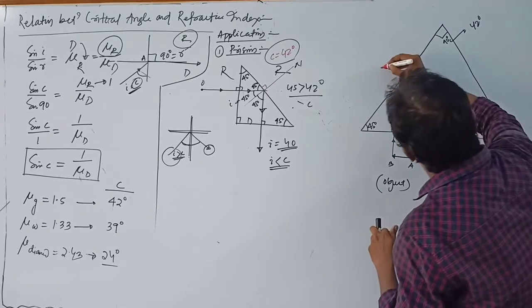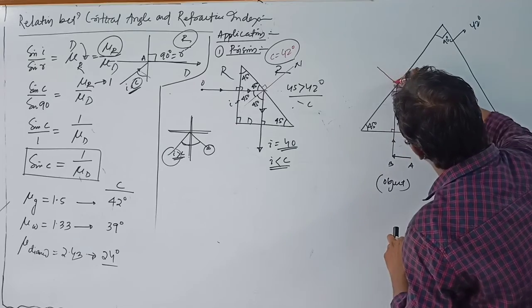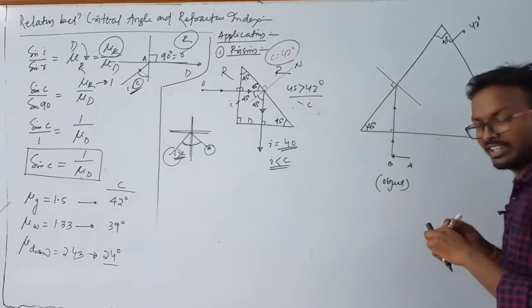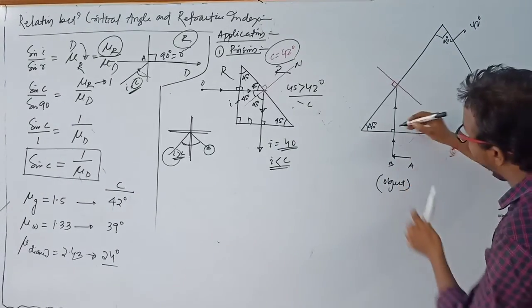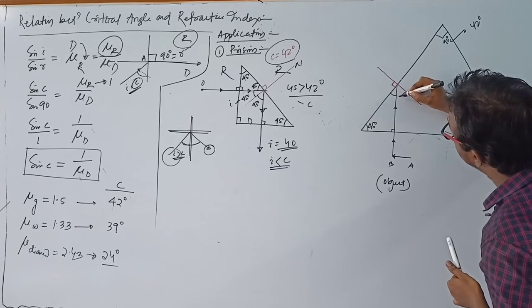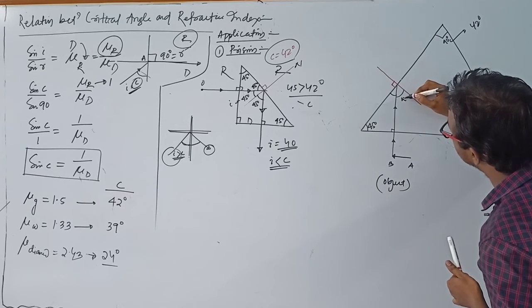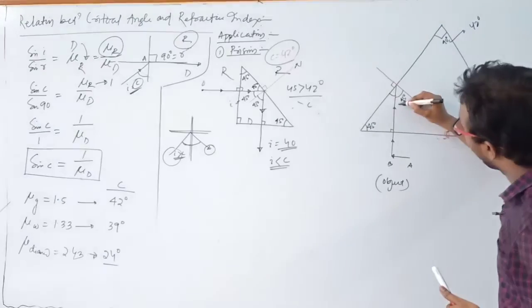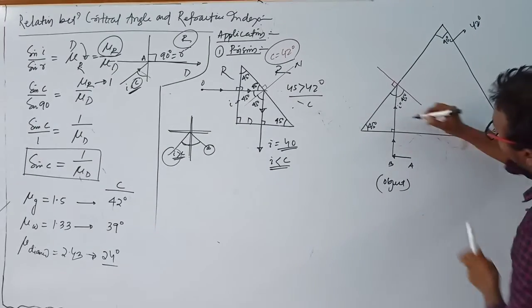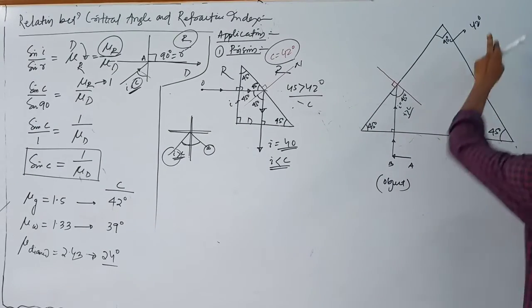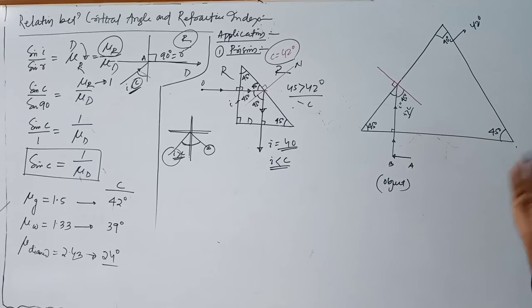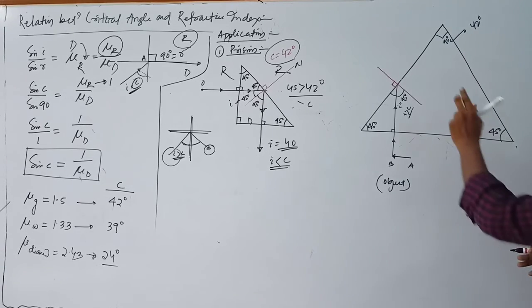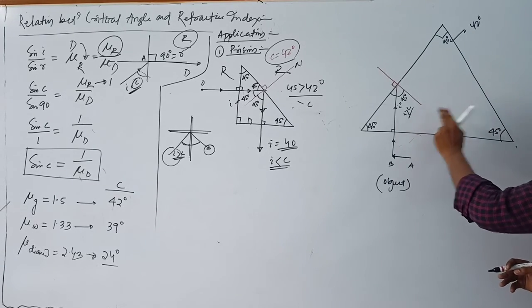Now we have to draw a normal at this point. This is the normal for this interface, angle 90 degrees here. This angle is 90 and this angle is 45 degrees, so this angle must also be equal to 45 degrees. This is the angle of incidence i, which is greater than the critical angle 42 degrees. So there is the concept of total internal reflection.